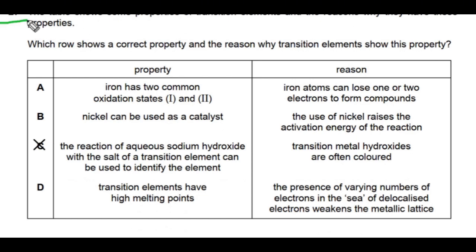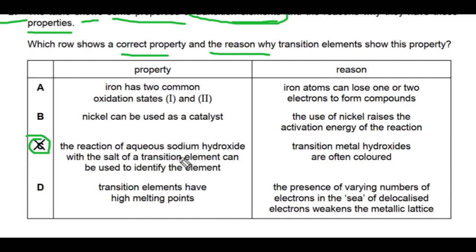27. The table shows some properties of transition elements and the reason why they have these properties. Which row shows a correct property and the reason why transition elements show this property? So C is the right answer.